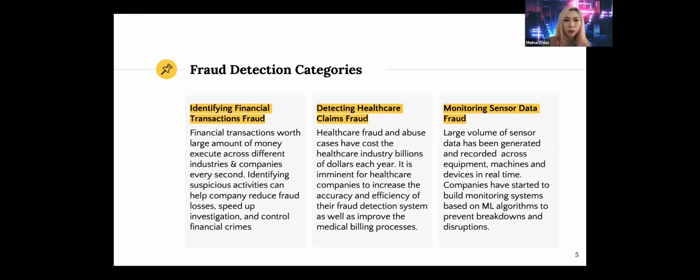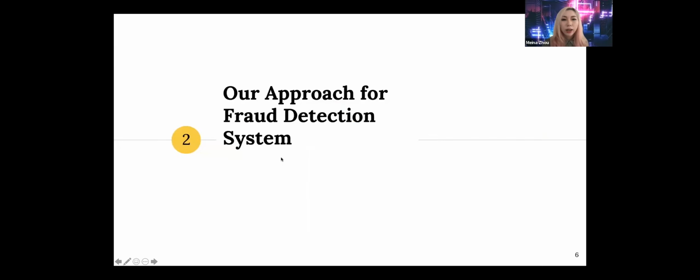So those are the three most important categories that I think are in the fraud detection industry right now. And now after we talk about the categories for fraud detection, I would like to talk about our general approach to how to build a fraud detection system.